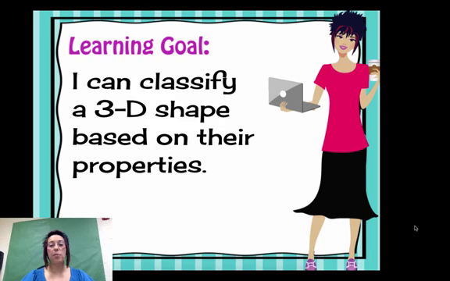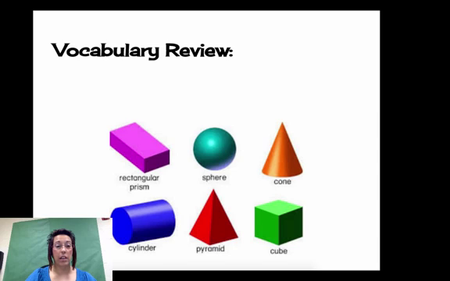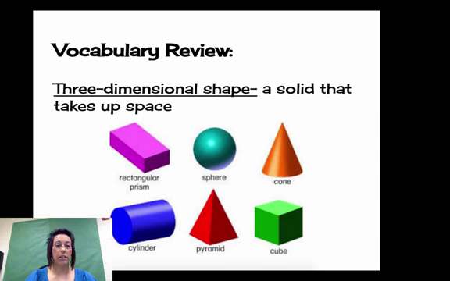Make sure that your notes are out in front of you and you are writing down the key information so you can refer back to them later in your learning. So your learning goal today is, I can classify a 3D shape based on their properties. So let's look at some vocabulary related to classifying solids.